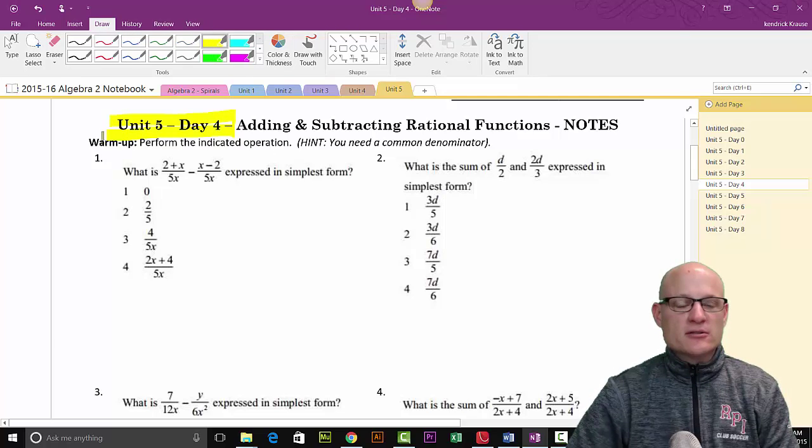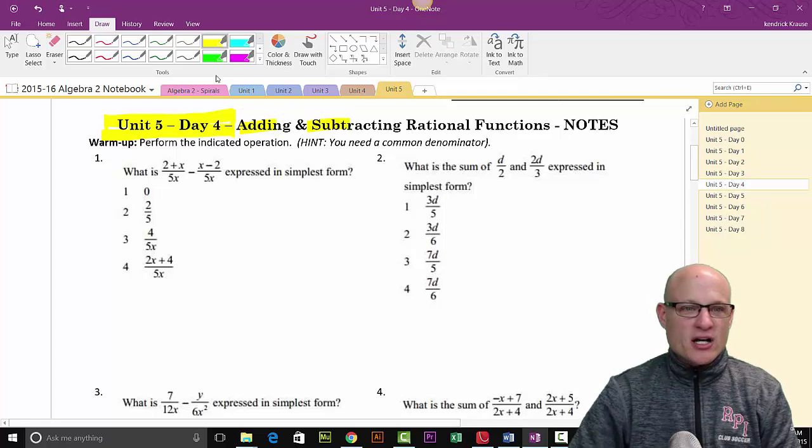Day 4. Here we go. Day 4. We're going to add and subtract, Algebra 2 style. All right, kids, here we go. Let's do a little warm-up. Let's remind ourselves something. In order to add or subtract fractions, you have to have a common denominator.